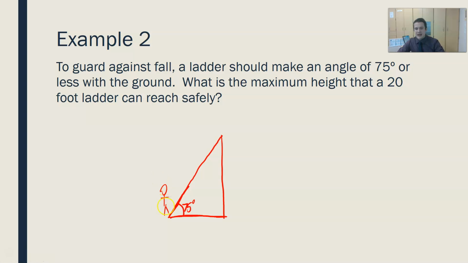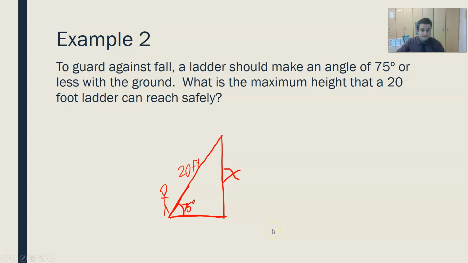So here's my ladder. The ladder that I have is 20 feet long. And I want to know how high, say this is my house, right? How high on my house can I reach safely without making the angle too big? Because if the angle's too big, it's going to be like straight up and down. That's not going to be very safe. So let me erase the parts of my house here.